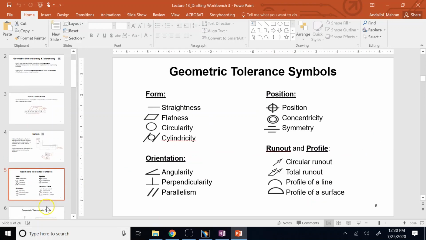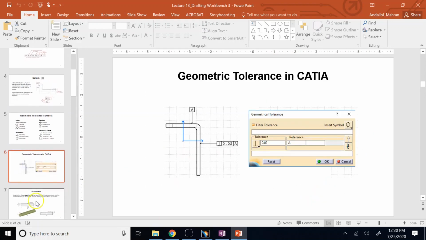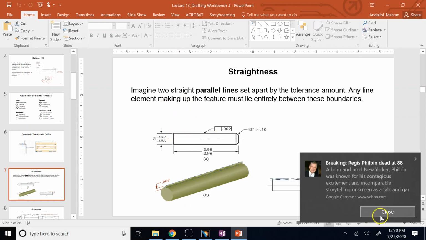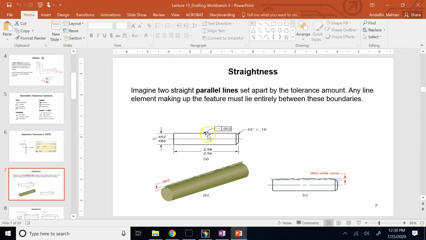There are other cases too, like what? Like straightness. I have this shaft and I want the top surface of this shaft to be straight. I want you to machine it for me very straight, and I don't want it to have ups and downs like this. So how do I tell you that? You need to make this straight.